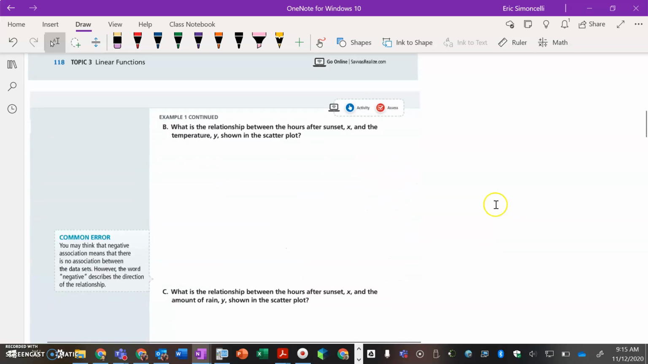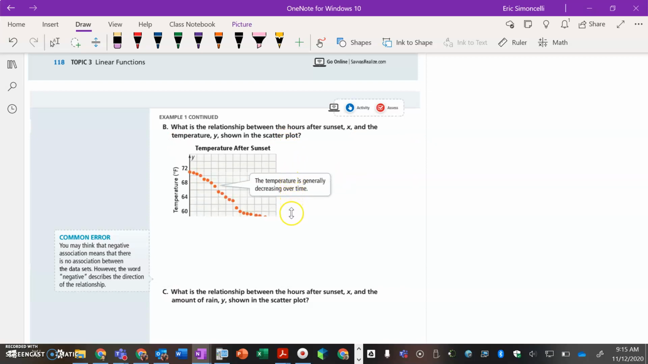Continuing, part B. What is the relationship between the hours after sunset, X, and the temperature, Y, shown in the scatter plot? So if we continue here, we can see the scatter plot yet again. Temperature after sunset in degrees Fahrenheit on the Y-axis, and again on the X-axis, hours after sunset, and those take shape accordingly. As hours increase, you can see the trend of temperature values going down. The temperature is generally decreasing over time.